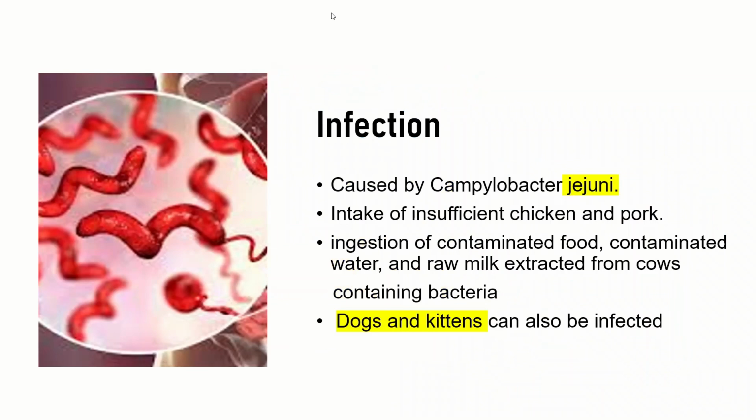Most food poisoning-related diseases are caused by Campylobacter jejuni. The main cause of Campylobacter infection is the intake of insufficiently cooked chicken and pork. It can also be infected by ingestion of contaminated food, contaminated water, and raw milk extracted from cows containing bacteria from other carriers. Dogs and kittens can also be infected, but it is rare to be infected from human to human.